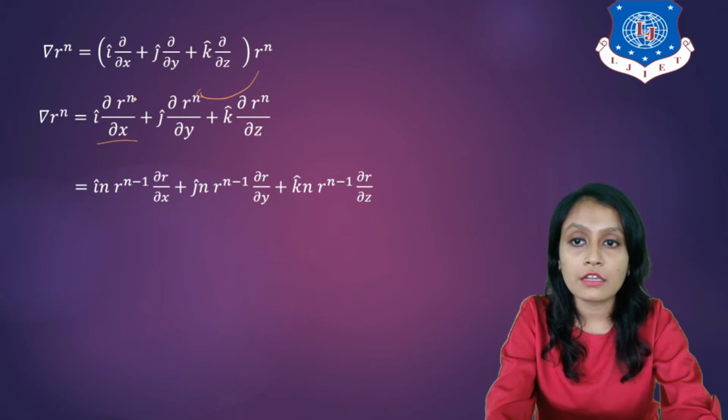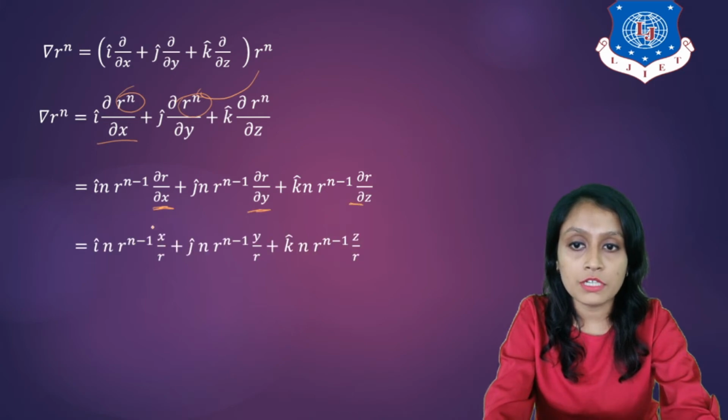Now we will differentiate this with respect to first x. So you will get here first derivative of r raised to n, that is n r raised to n minus 1, and then derivative of r, that is del r by del x, with respect to x, plus j cap into, again first apply the derivative of r raised to n, that is n r raised to n minus 1 into del r by del y, plus k cap into n r raised to n minus 1 del r by del z.